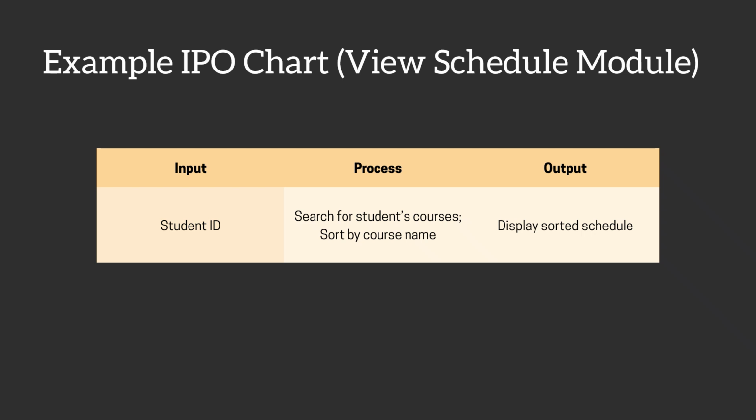Okay, now let's look at an example of the IPO chart for maybe the view schedule module. So for input, it's going to take the student ID. For the process, it's going to search for the student's courses and then sort by course name. And then the output is going to be to display the sorted schedule. So this is how you're going to connect your logic to your system design. Each module should clearly show what information it receives, what process it performs, and then what it actually produces.